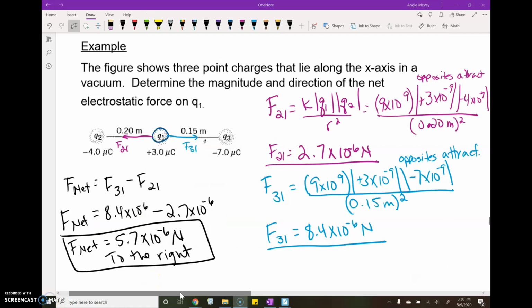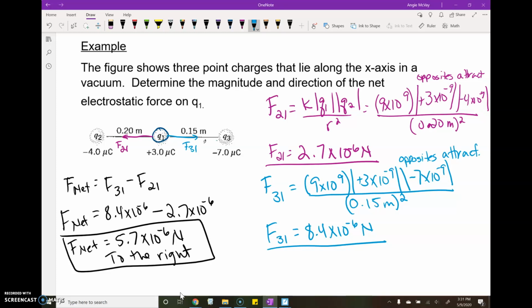Hopefully you've had time to consider both examples before continuing with this video. I tried to color code these. We're looking at the force acting on the center charge. Q1 would experience an attractive force acting towards Q2, because Q2 is negative and Q1 is positive. We're just looking at the forces acting on Q1. Q3 is also negative, so Q1 would be attracted to Q3 as well.